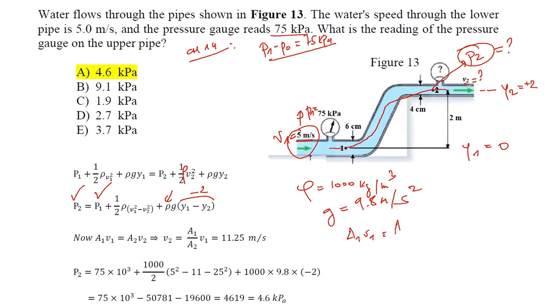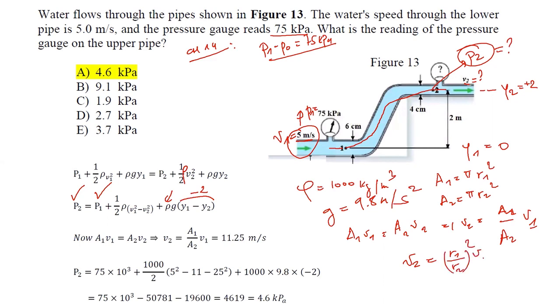Now, what is V2? I will use continuity equation. A1 V1 is equal to A2 V2. That means V2 is just equal to A1 divided by A2 times V1. Now, of course, it's a pipe. I assume that this pipe has a cylindrical shape. So A1 is just pi R1 square, and A2 is just pi R2 square, R being the radius. So the pi will go away, and I will have V2 equals (R1 divided by R2) square multiplied by V1.